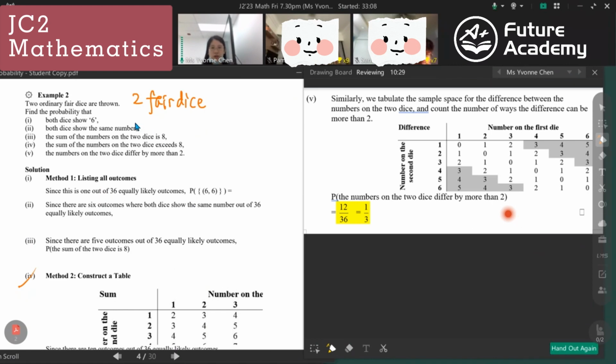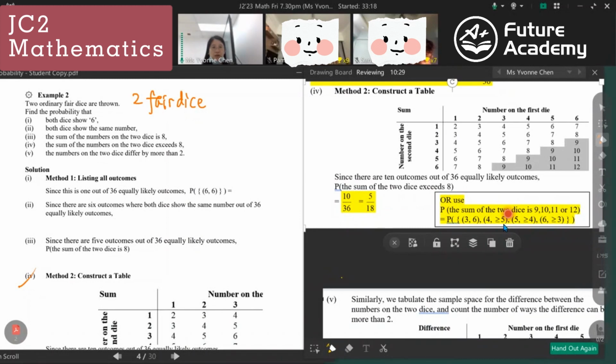Yeah, part 4 and the last part are similar. We can use the construction of a table to solve. So let's look at the table for part 4 first. So we look at the sum. Okay, these are the sum. The sum of the numbers on the 2 dice exceeds 8.